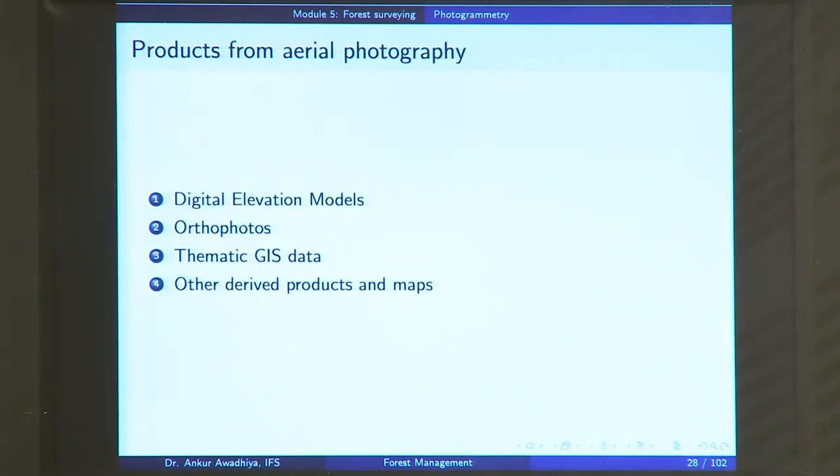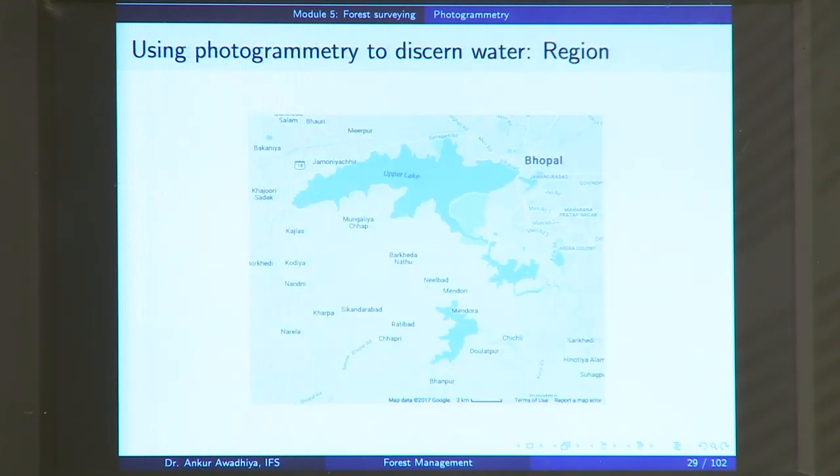Now, you can also make use of aerial photography to make orthophotos, to get thematic GIS data or other derived products and maps. So, for instance, this is another study that we did in Madhya Pradesh. We have this upper lake in Bhopal and this is how it looks on the Google map. Now, the question is, if you are using this water reservoir for, say, protection of biodiversity, because you have a very good bird population that is coming to this lake, we want to know the boundary of this lake, so that we are able to perform protection in a better manner.